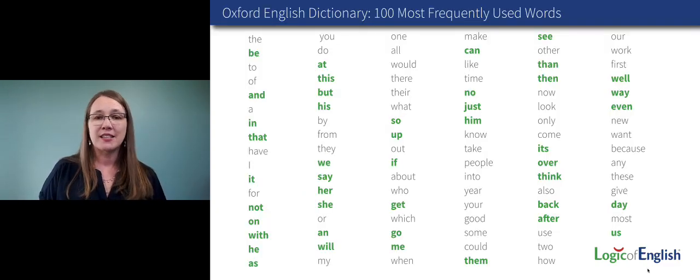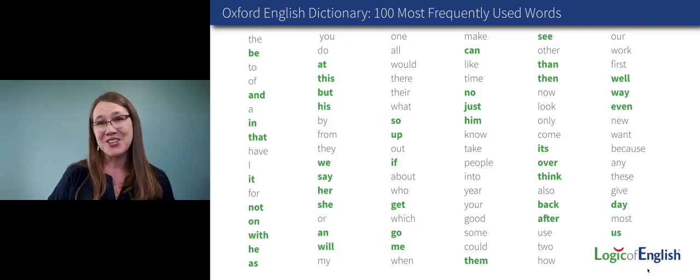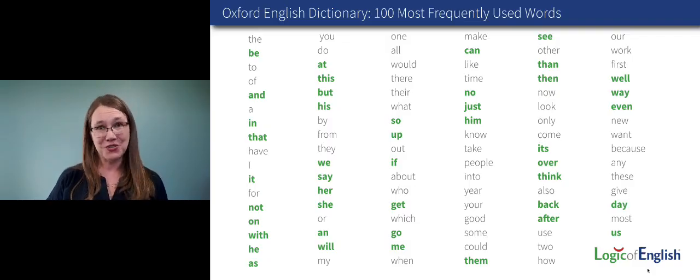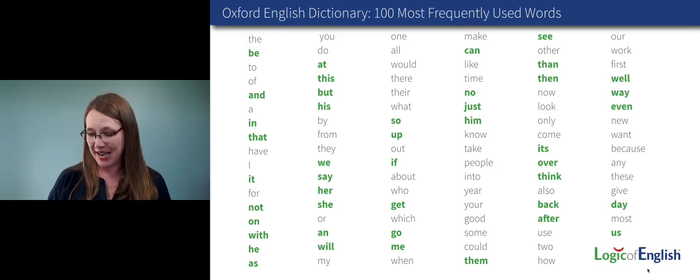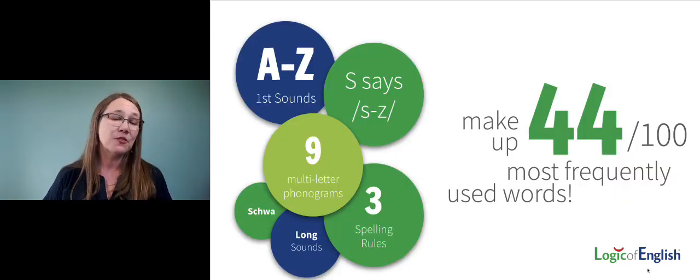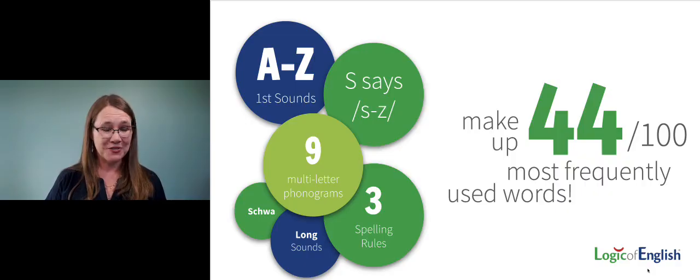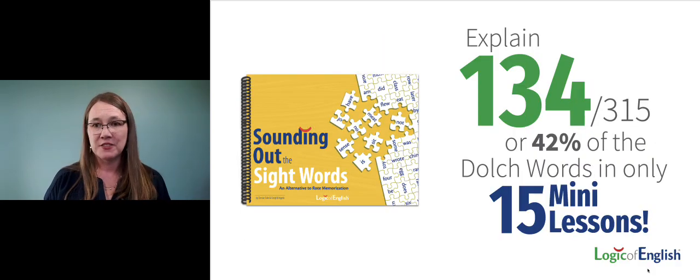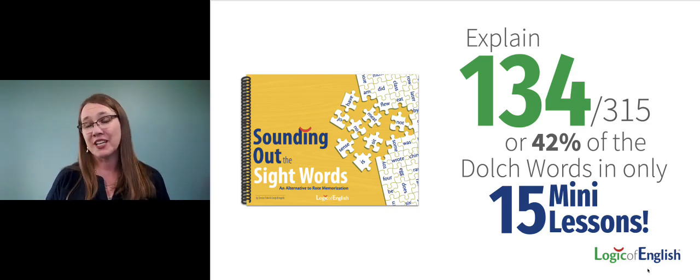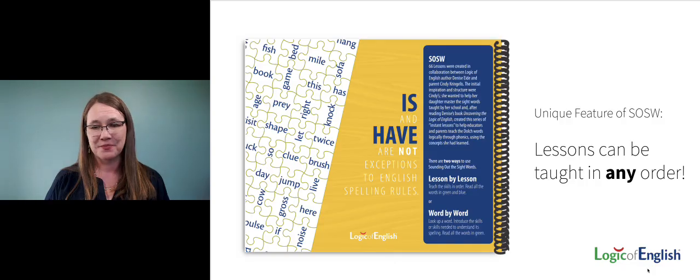So at this point, these are all of the words that you could logically explain to your students how to decode and how to spell. That's 44 of the first 100. That's pretty impressive. You also have the tools to logically explain 134 of the 315 Dolch words. That's 42% of the words in only 15 mini lessons.